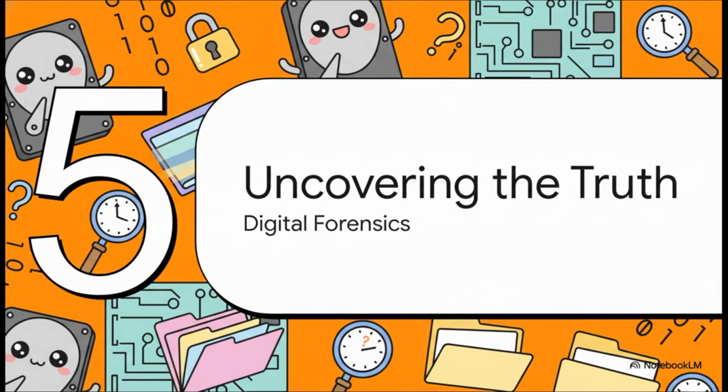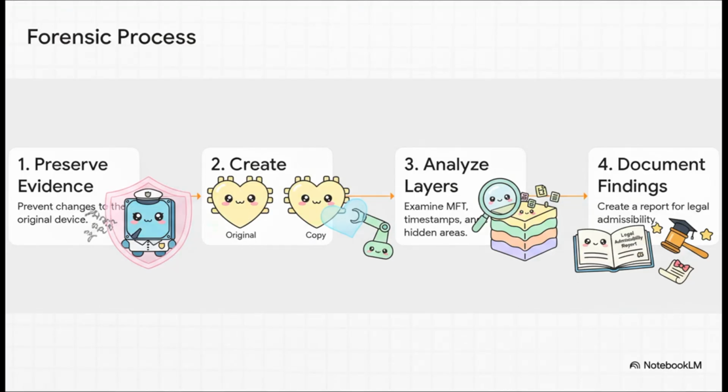So you have to wonder, how on earth do investigators actually find anything? How do you find evidence when it can be hidden across so many different layers? You've got timestamps telling two different stories, and you've got whole sections of a hard drive that are basically invisible. It's a huge challenge. Well, they do it by following a very strict, methodical process.